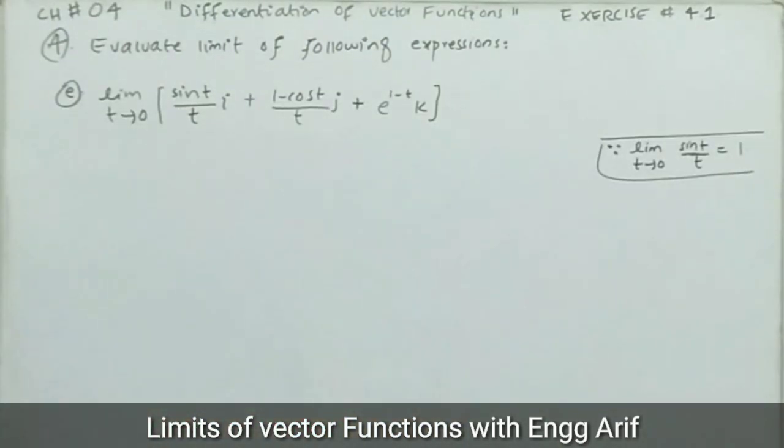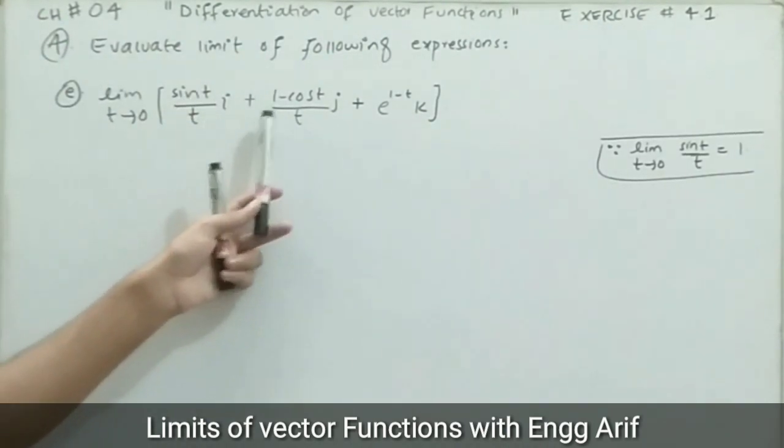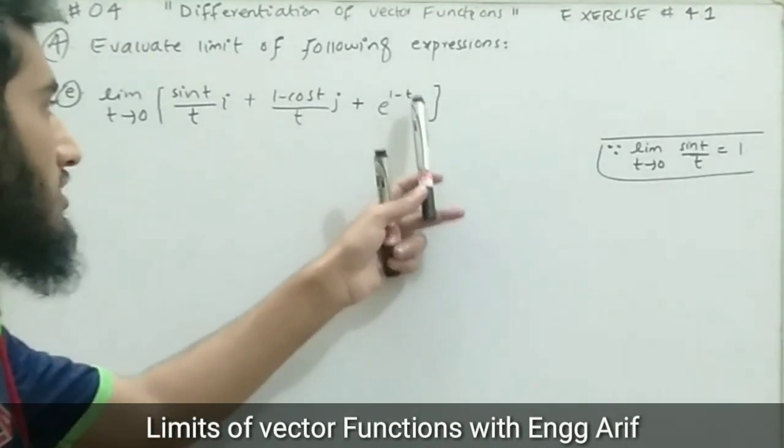Now move toward part E. Limit t approaches 0, find the value of sin t by t, i, plus 1 minus cos of t divided by t, into j, and plus e raised to power 1 minus t, k.